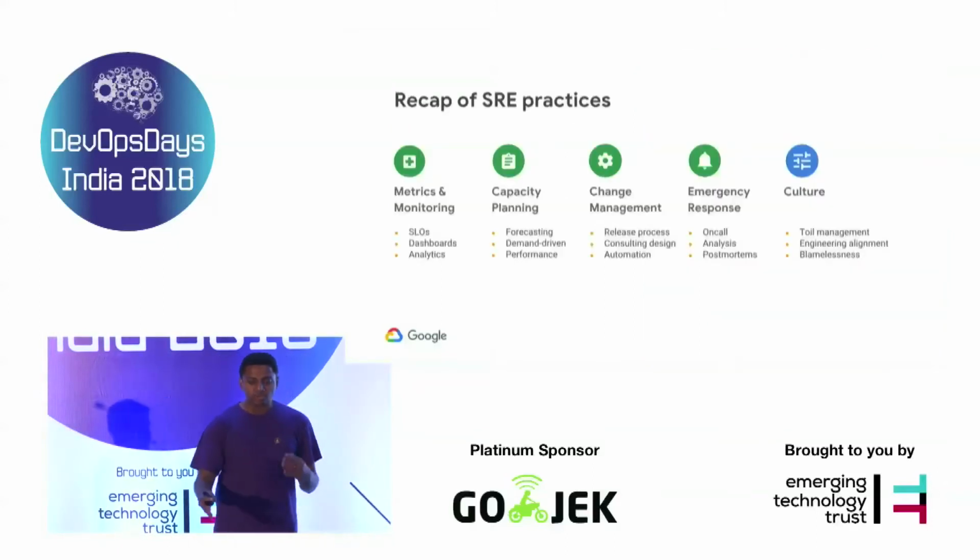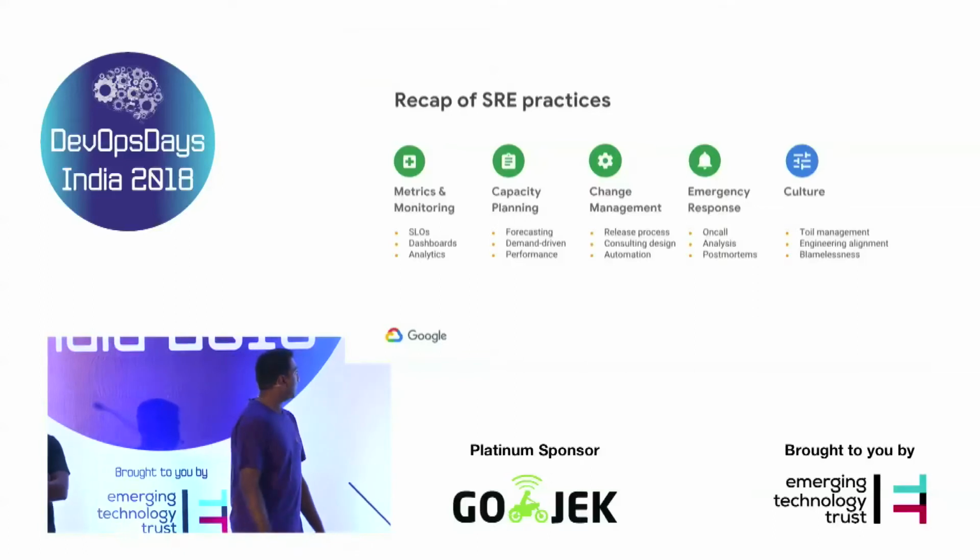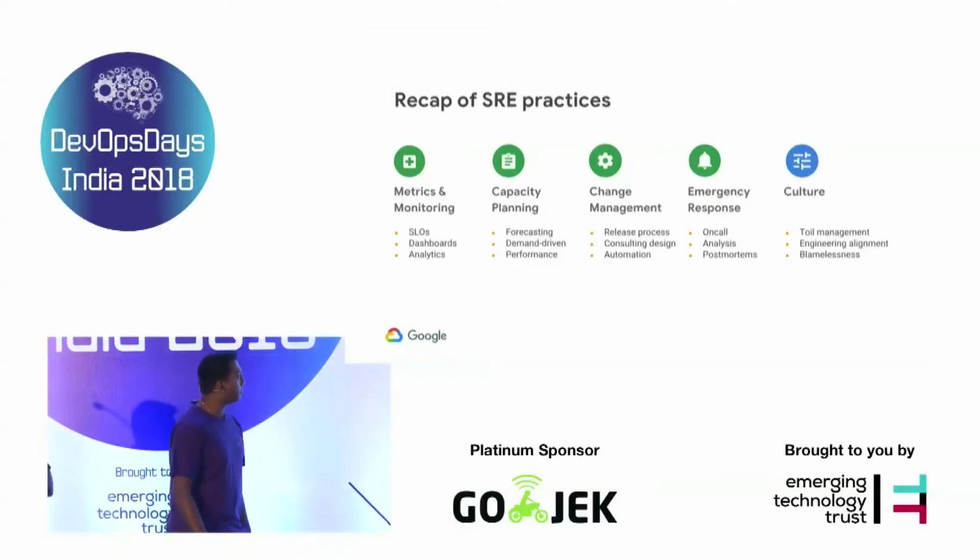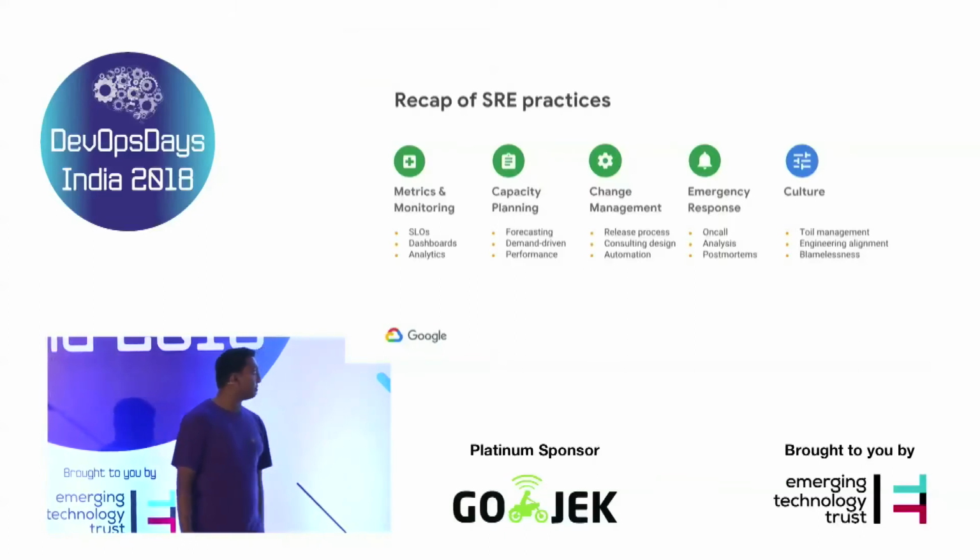A recap of the SRE best practices. This is how a couple of the topics we talked about fit into the 5 areas that we've mentioned there. Forecasting goes into capacity planning. Our SLOs is in metrics and monitoring. Culture, toil management, engineering alignment.